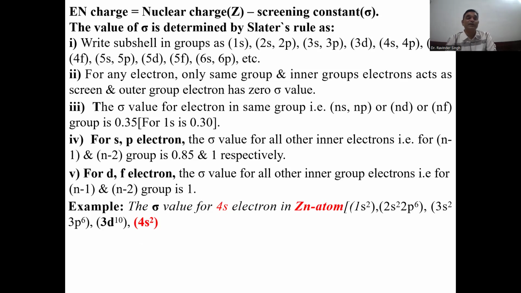The next question is: calculate the effective nuclear charge experienced by the 4s electron in the zinc atom. Write the configuration in the same way.